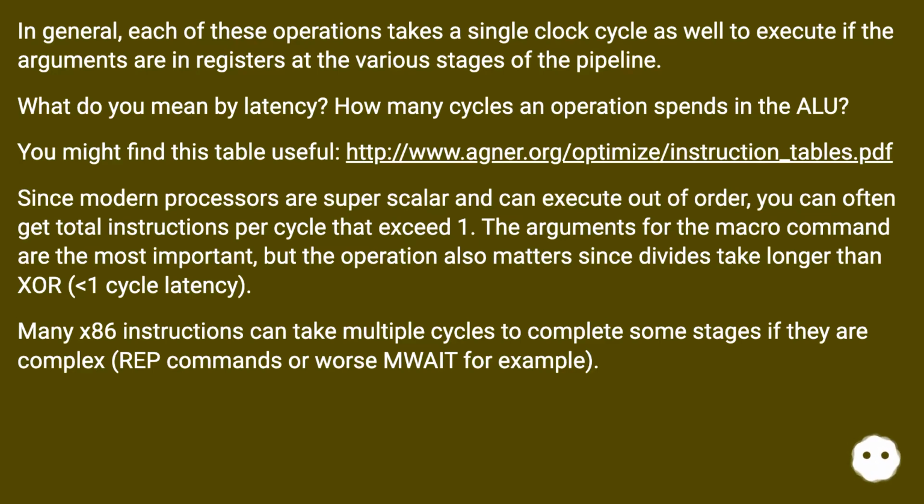This URL. Since modern processors are superscalar and can execute out of order, you can often get total instructions per cycle that exceed 1. The arguments for the macro command are the most important, but the operation also matters, since divides take longer than XOR, which has 1 cycle latency. Many x86 instructions can take multiple cycles to complete some stages, if they are complex, like rep commands or wait, for example.